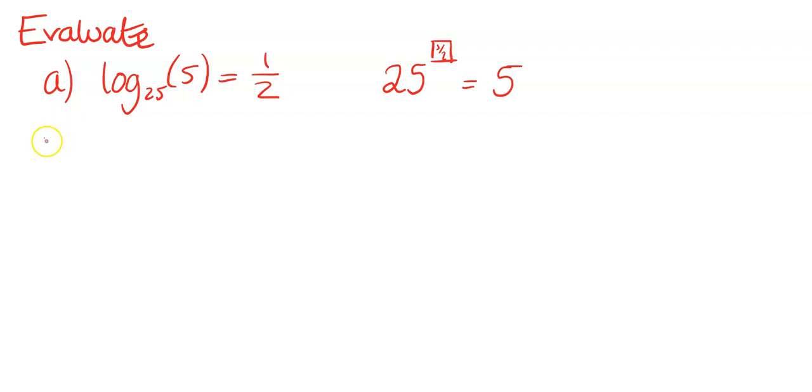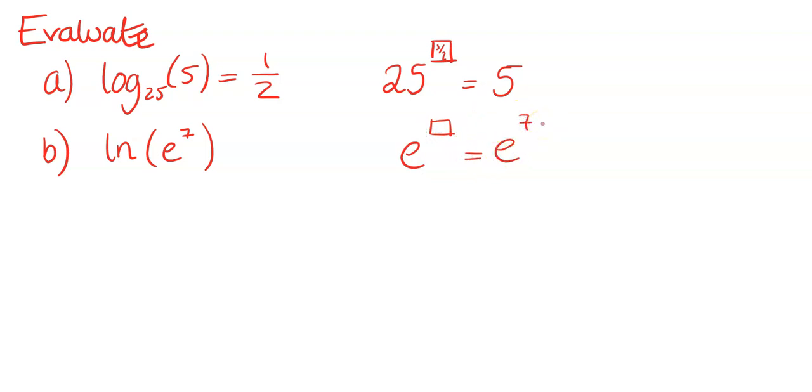The second one I've got for you is ln, remember that's log to base e, of e to the 7. So that means e to the power of what gives me e to the 7. Well, that's pretty straightforward. That's got to be 7, because e to the 7 equals e to the 7.